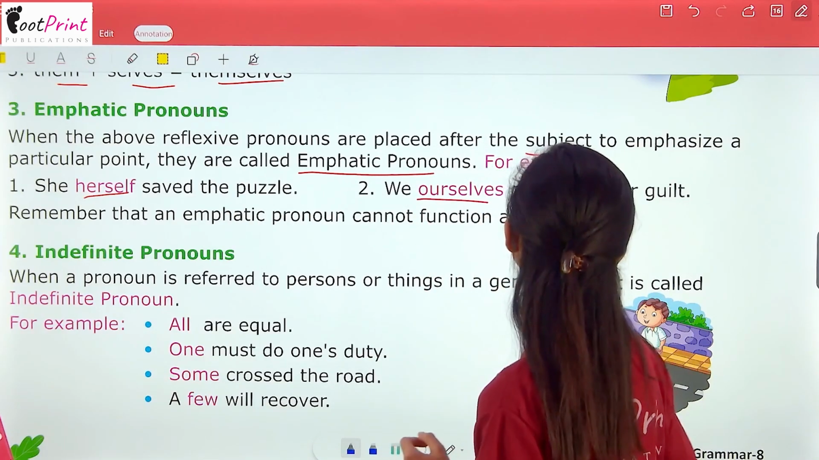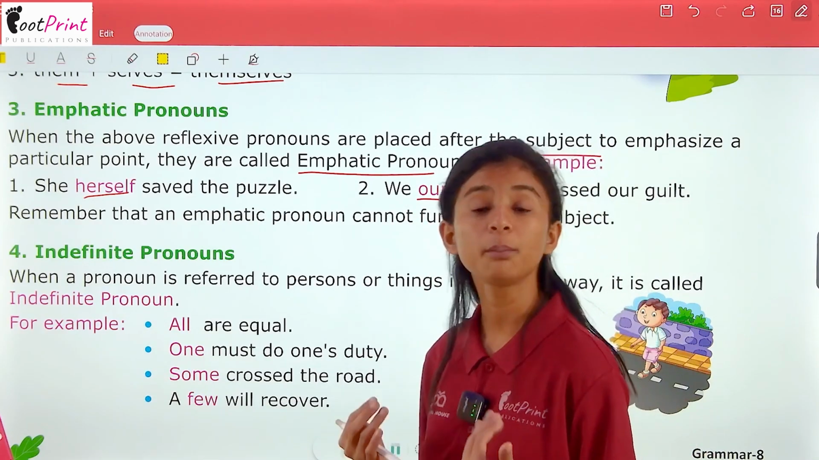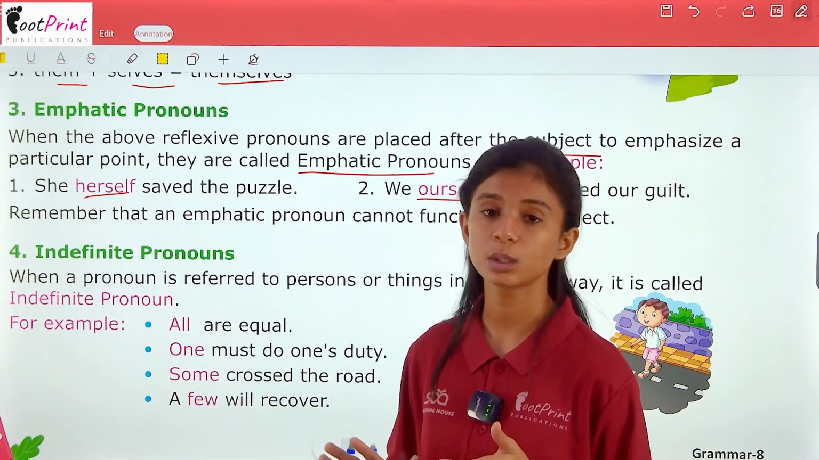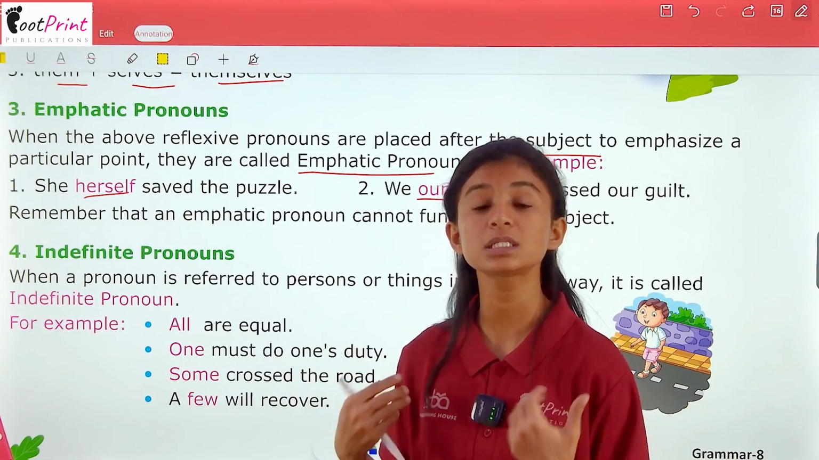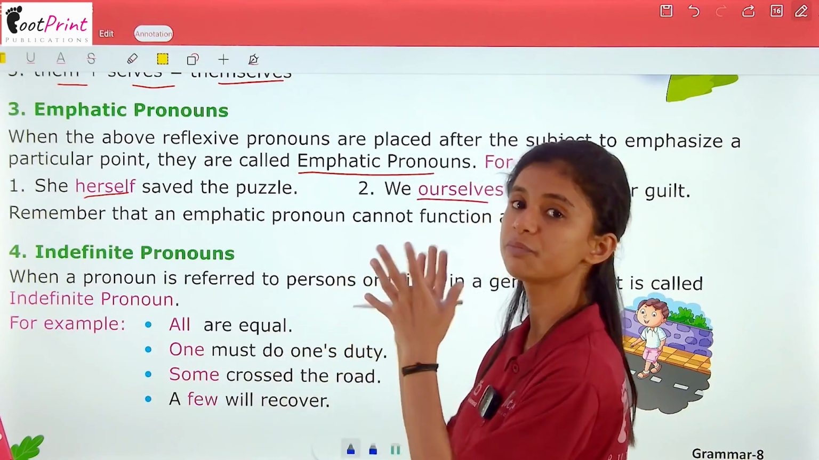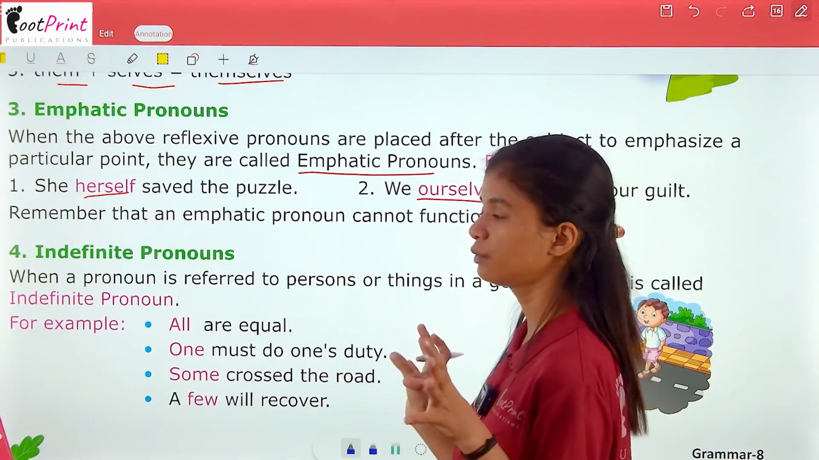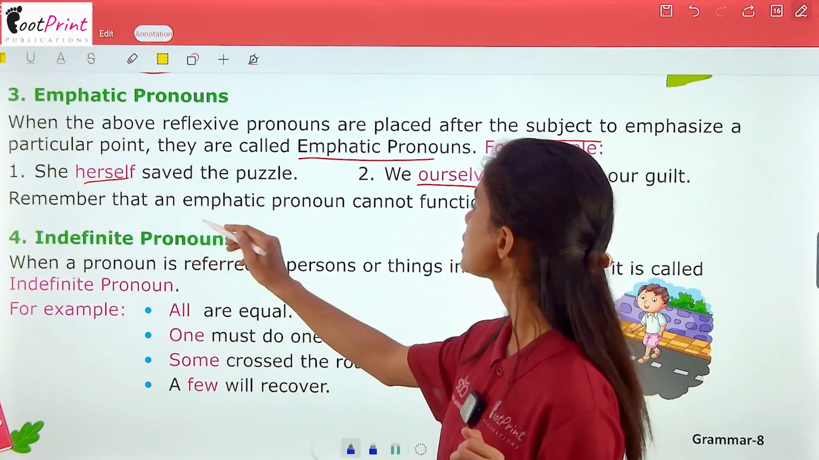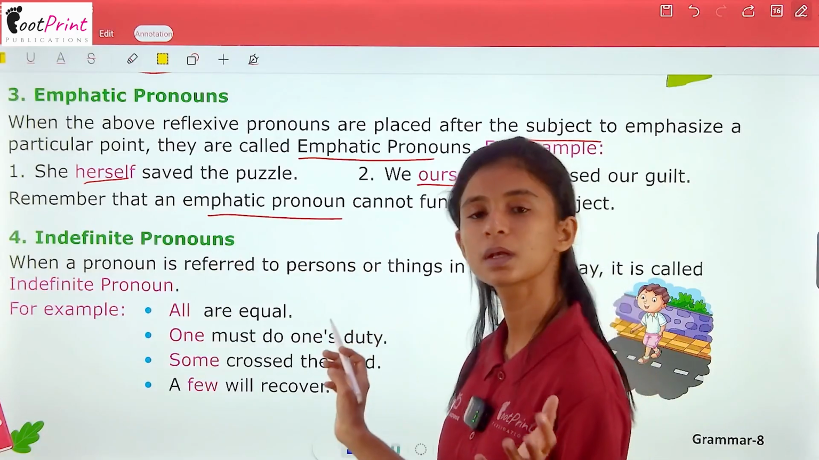We ourselves confessed our guilt. हमने खुद ही अपना guilt confess करा, right? So it is also to emphasize that we did it ourselves. We are emphasizing on it, right? So it becomes emphatic pronouns. Don't be confused in between these two, because these emphatic pronouns cannot function as a subject.